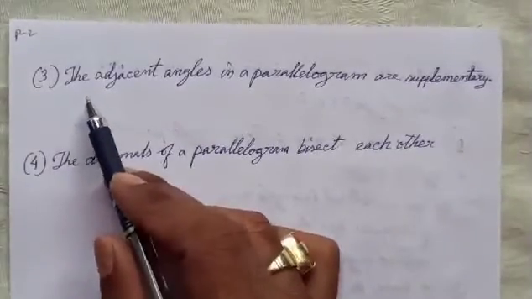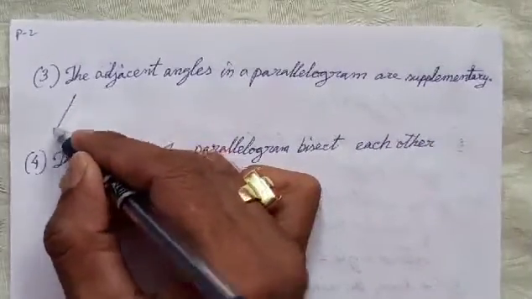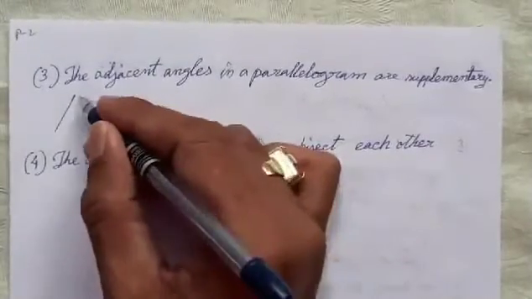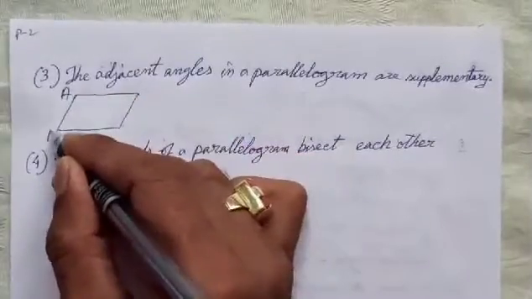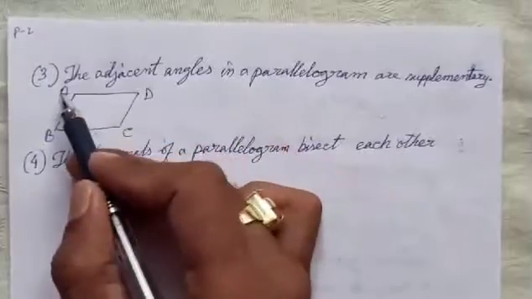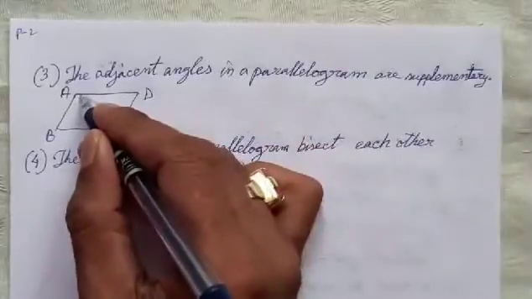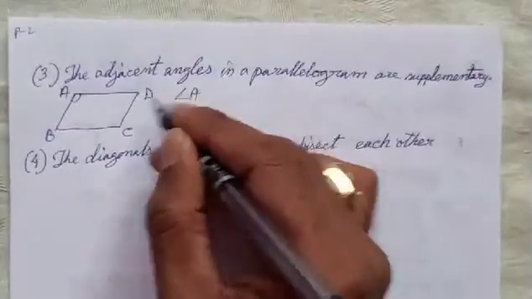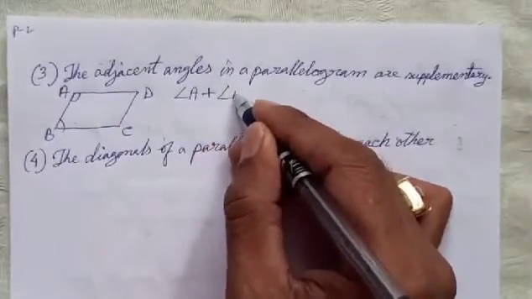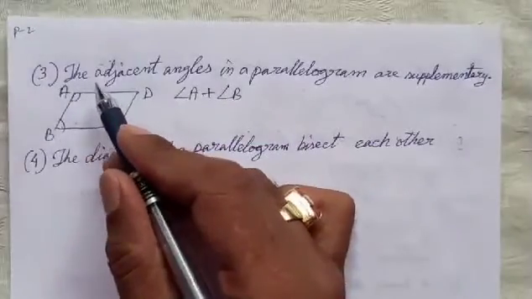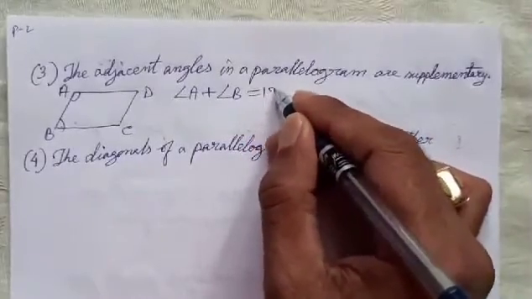Property number 3. The adjacent angles in a parallelogram are supplementary. Let me draw a parallelogram. This is parallelogram ABCD. This is A, this is B, this is C, and this is D. By this property, the adjacent angles in a parallelogram are supplementary. Let's take angle A. Angle A and angle B are adjacent angles. So by this property 3, they are supplementary. Supplementary means the total angle must be 180 degrees.